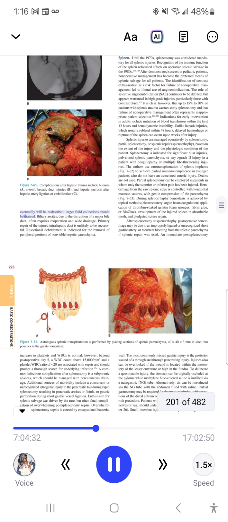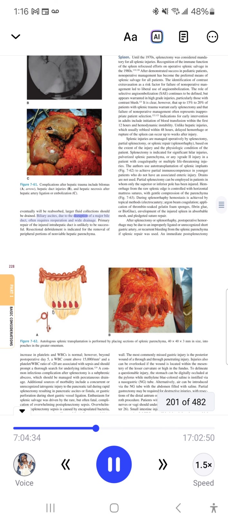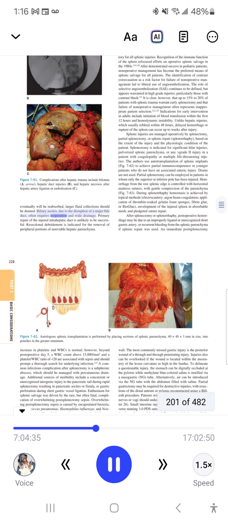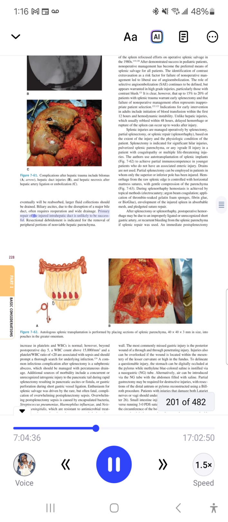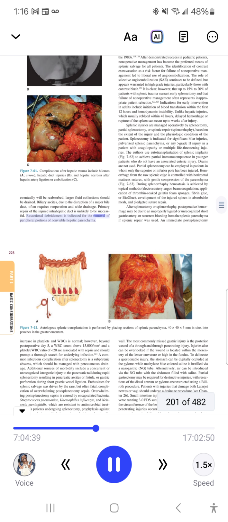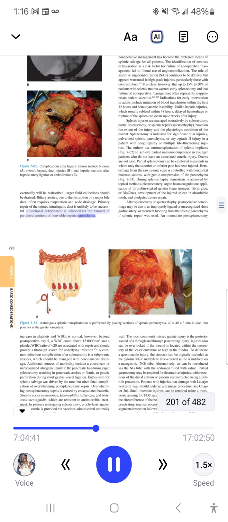Larger fluid collections should be drained. Biliary fistulas, due to the disruption of a major bile duct, often require reoperation and wide drainage. Primary repair of the injured intrahepatic duct is unlikely to be successful. Resectional debridement is indicated for the removal of peripheral portions of non-viable hepatic parenchyma.